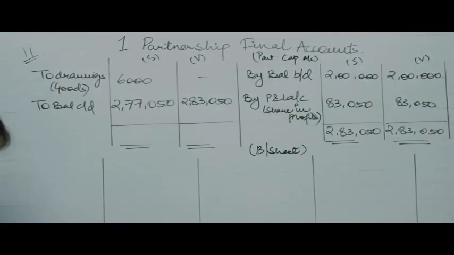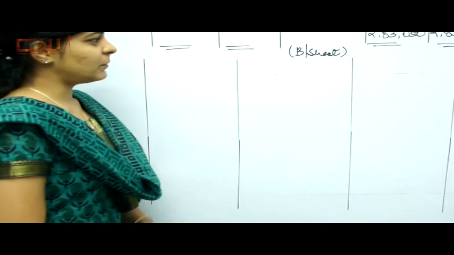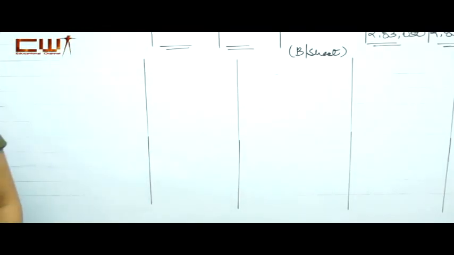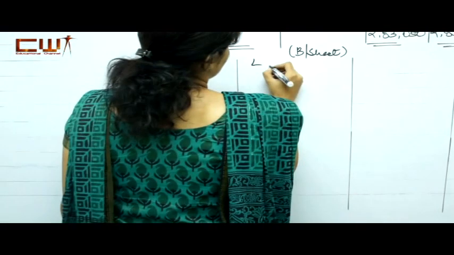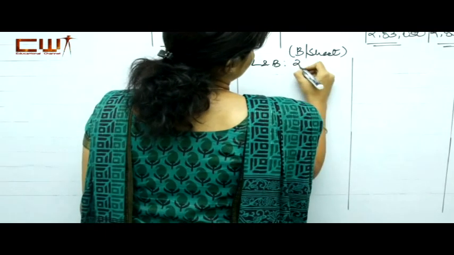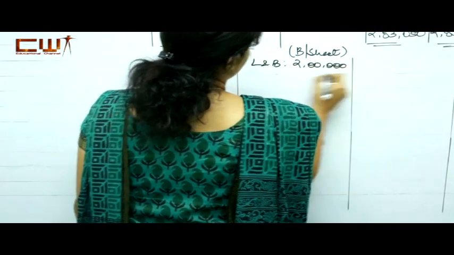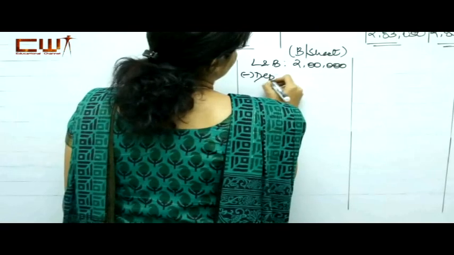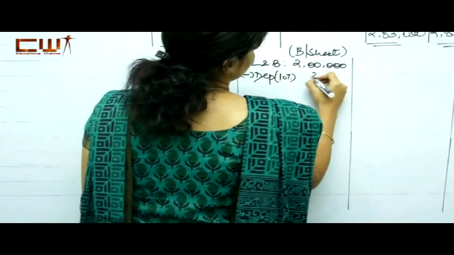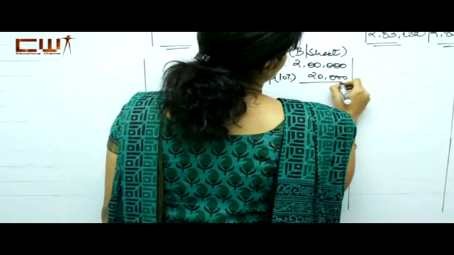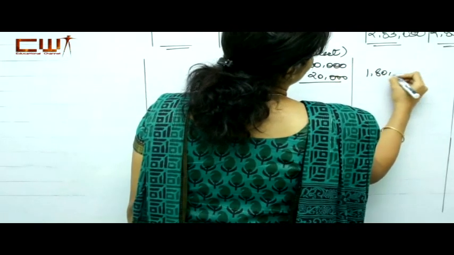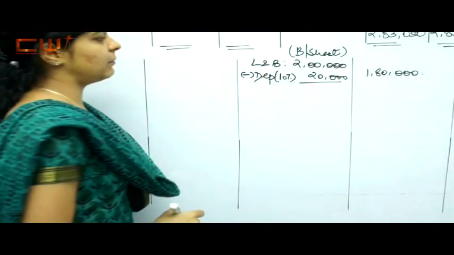Let's prepare the balance sheet. We will now prepare the balance sheet. See what is given in the balance sheet. First you will have the land and building and the plant and machinery. Land and building is given to you as 2 lakh, minus the depreciation. Depreciation of 10% is given to you, so you will calculate 20,000. This will give you 1,80,000. Right? So land and building is done.